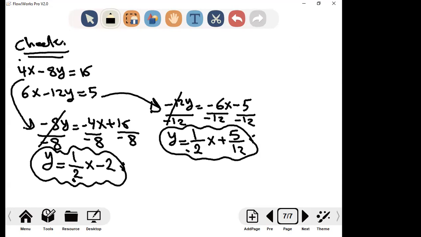But here we have same slopes and different y-intercepts. Means they are what? The two lines, they are parallel lines. Parallel lines, no solutions, right? So here we have parallel lines means no solutions. And if it has no solutions, what do we call it? Inconsistent.